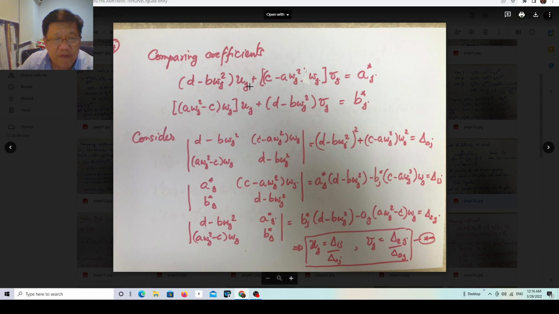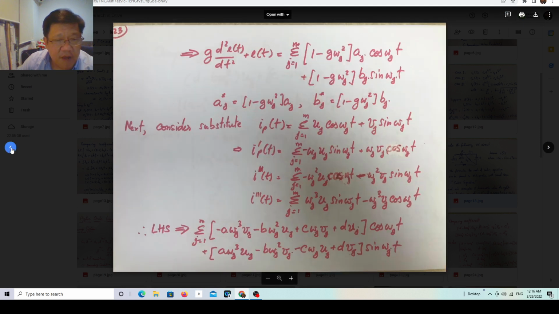How do I come up with this equation for AJ? This is the left hand side, and this is the right hand side of all here. I'm just going to use what we call coefficient comparison on both sides.